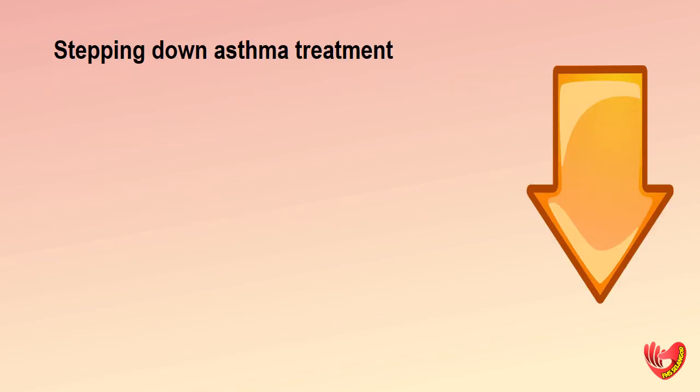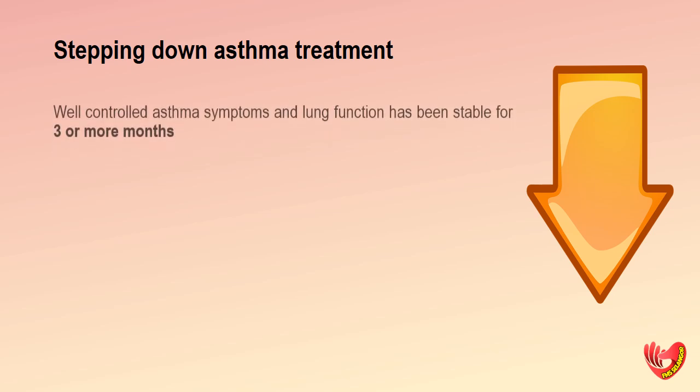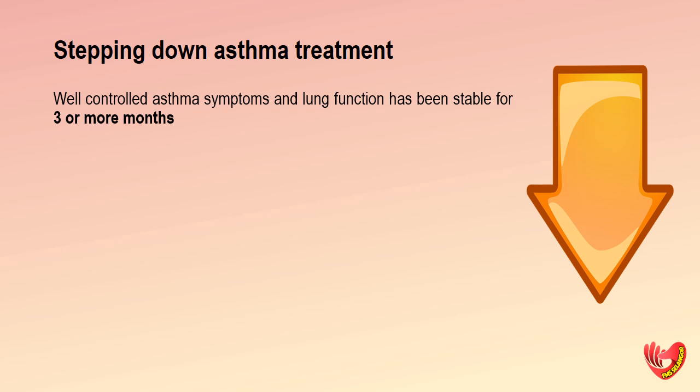Once good asthma control has been achieved and maintained for 2 to 3 months, treatment can often be successfully reduced. Consider stepping down when asthma symptoms have been well controlled and lung function has been stable for 3 or more months. Choose an appropriate timing for stepping down asthma treatment. For example, when there is no respiratory infection, the patient is not traveling, and not pregnant. Engage the patient in the process.